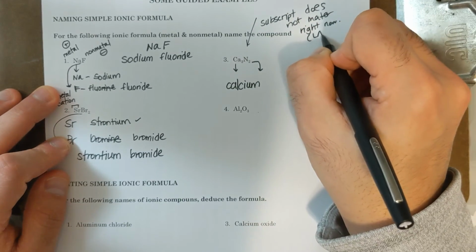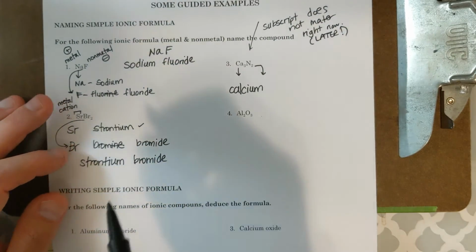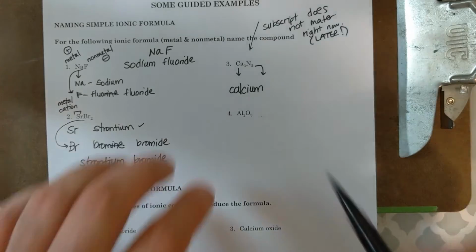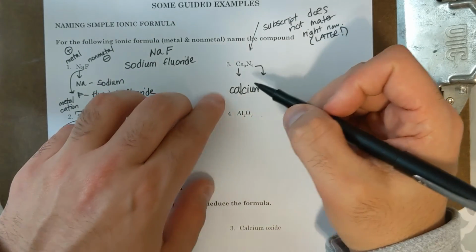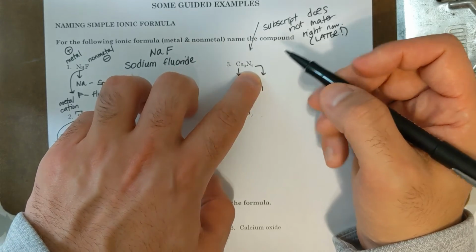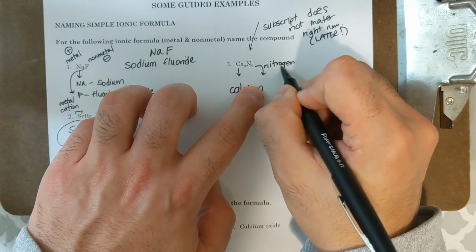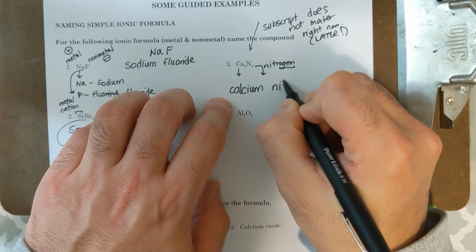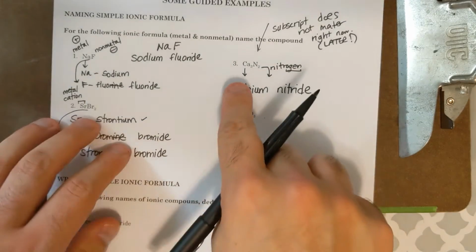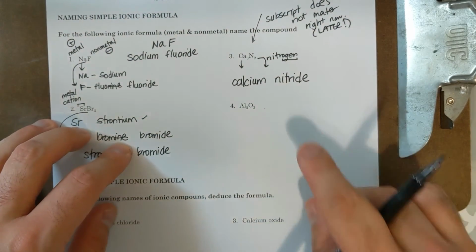We're going to use that later. For simple binary ionic compounds like we're doing right now, it doesn't matter. It doesn't matter if I have 50 of these. I'm going to name it the same way. So I have calcium, and then N is nitrogen, and I have to change the ending of nitrogen to nitride. So I name the metal as is, and then I change the non-metal ending to IDE.